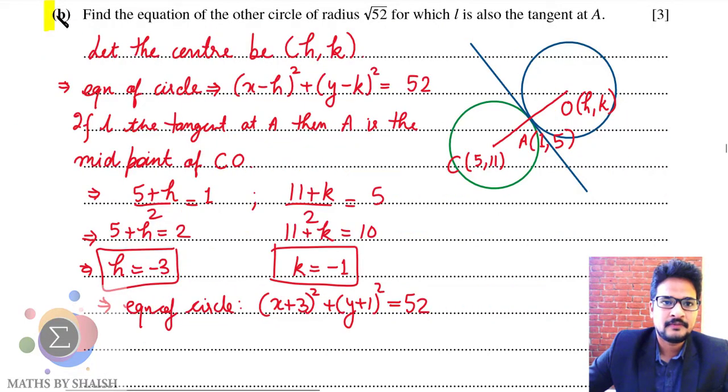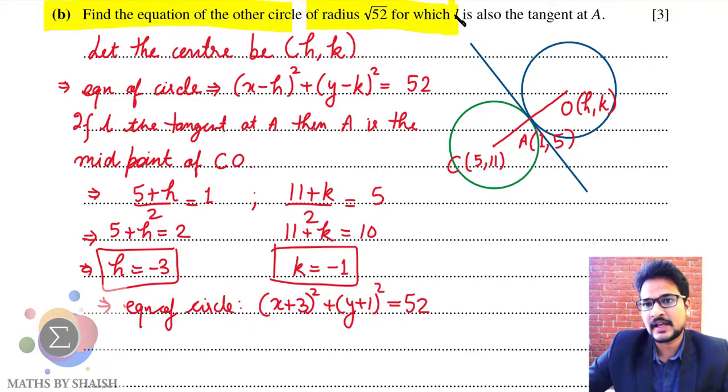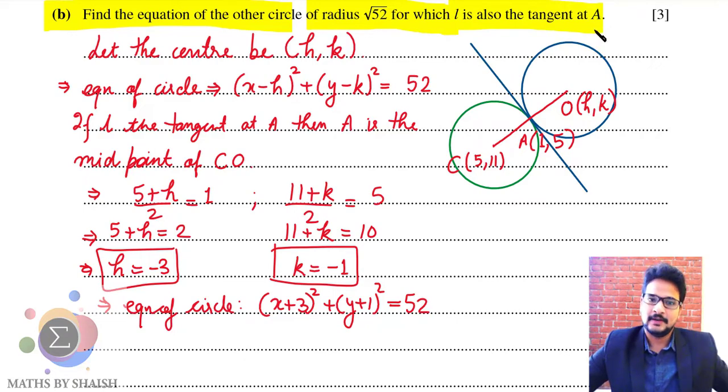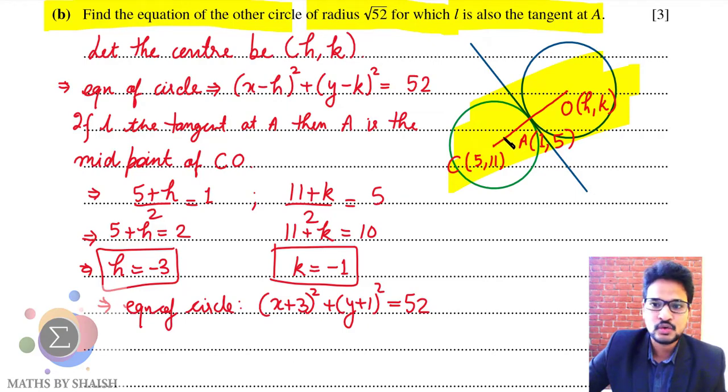Now here's the B part. Find the equation of the other circle of radius √52 for which L is also the tangent at A. So I have drawn the scenario here. We can see this is the line L and there are two circles. Since this is a tangent, it will touch here at A, and this is 90 degrees. I will mark the angle. This is 90 degrees and this is also 90 degrees because it is a tangent to the other circle as well. So it means it should form a straight line.